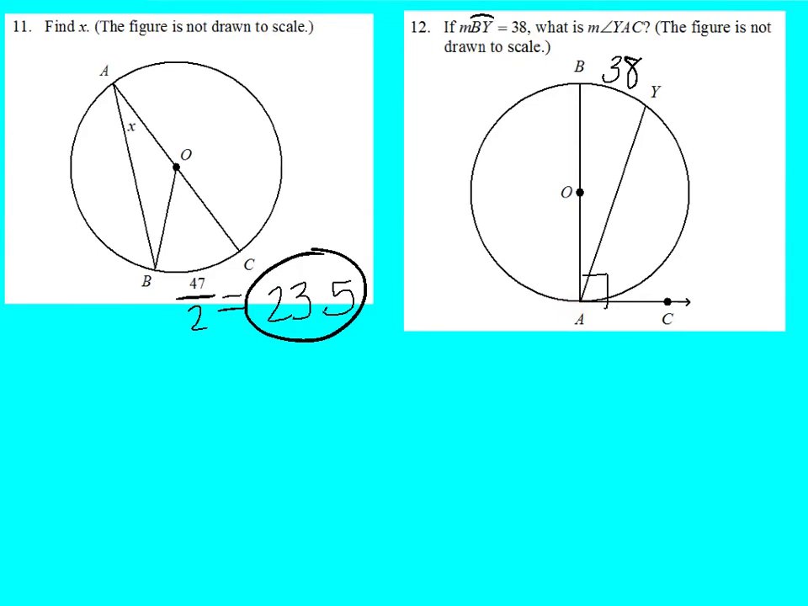We also know that if this is 38, then its inscribed angle here is half of that. So 38 divided by 2 is 19. So I know this is 19. Now to find our measure of YAC, it's just going to be 90 minus 19. Doing that math, we get 71. So 71 is our answer.